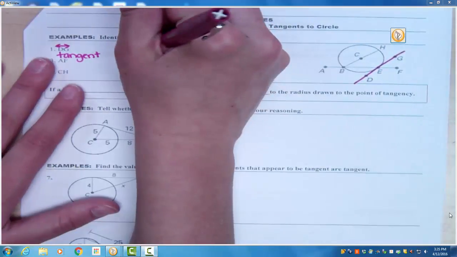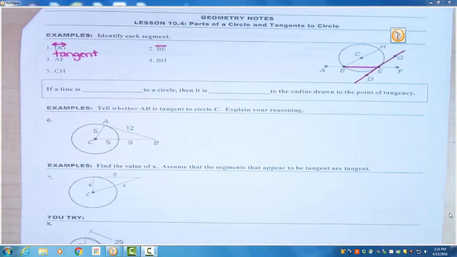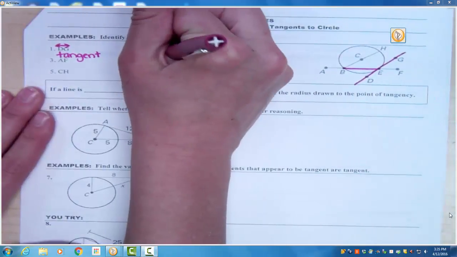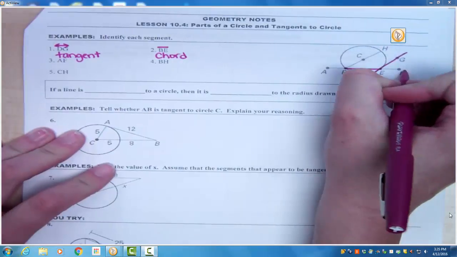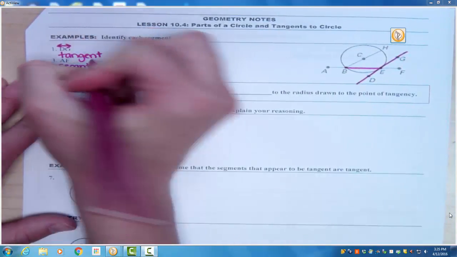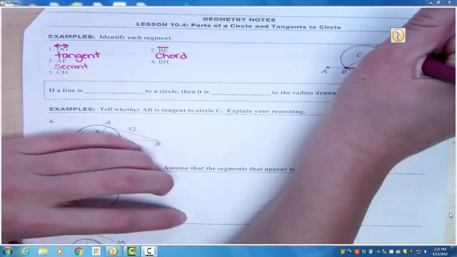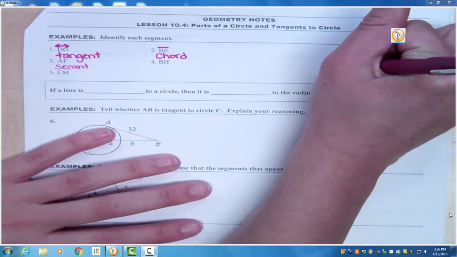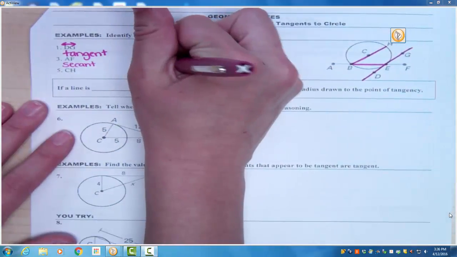BE, notice that BE just touches each end of the circle. Its endpoints are just on the circle, so this is a chord. Segment AF now goes all the way through the circle, and that is a secant. Segment BH has two endpoints that are on the circle, but it also goes through the center, and this is a diameter.